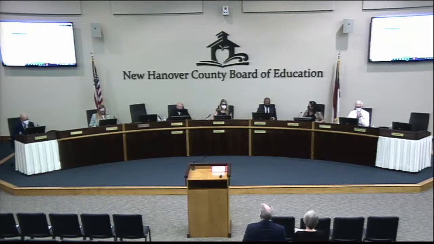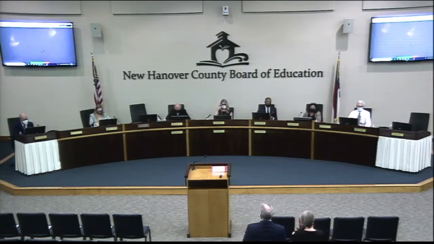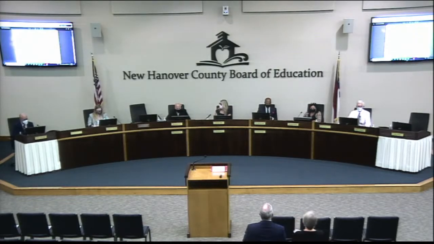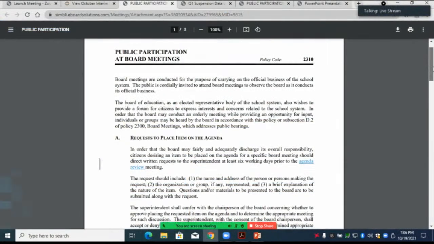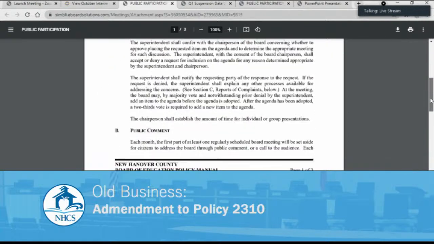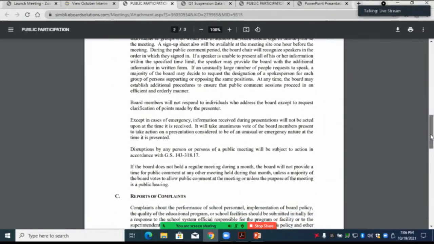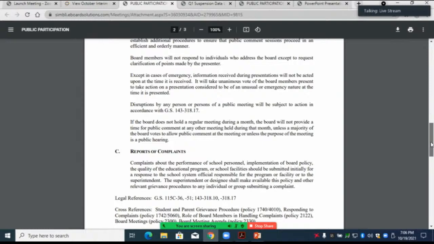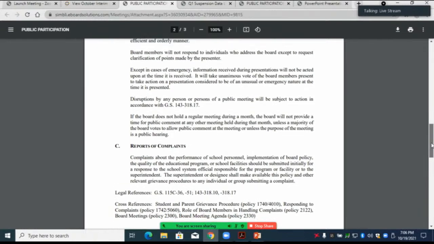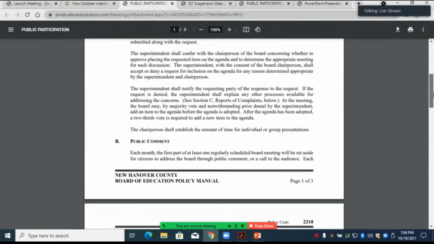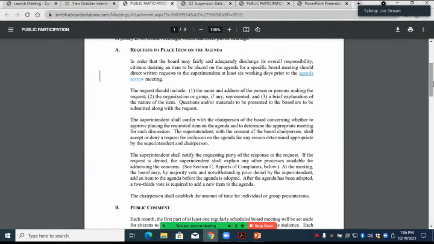Next item, old business, amendment to policy 2310. Mr. Bollier, I believe this one goes to you. Thank you, Madam Chair. The board revised its policy 2310, public participation at board meetings. We wanted to make sure that we were able to provide the public with ample time to review both documents and the agenda itself. So the attachments along with the agenda will be available earlier. In order for our staff to do that effectively, we needed to move the agenda additions from board members to 6 working days prior to the agenda review meeting. That gives everybody the time they need to be as transparent as possible.